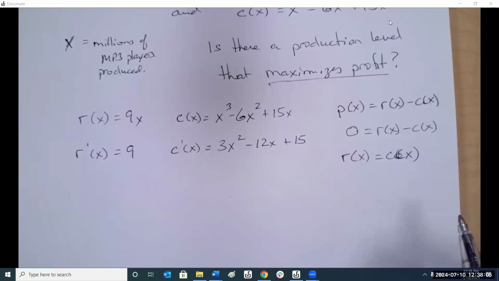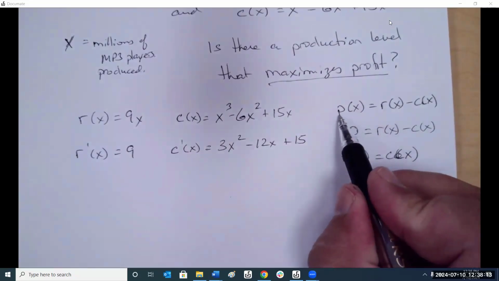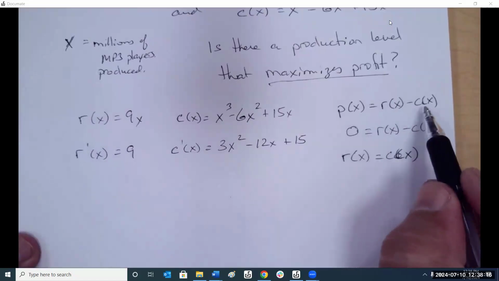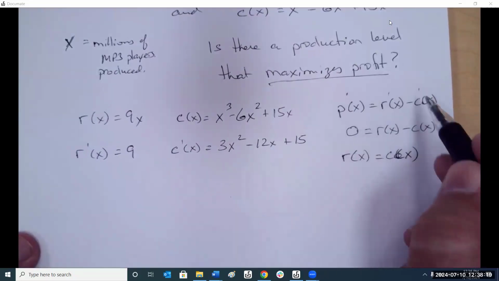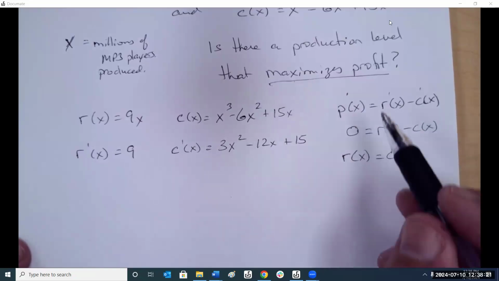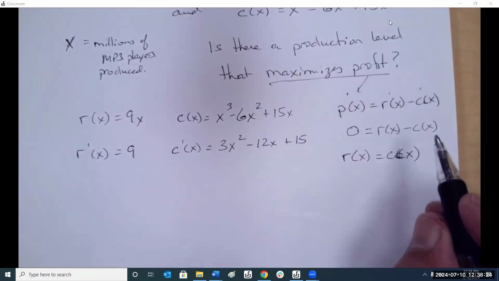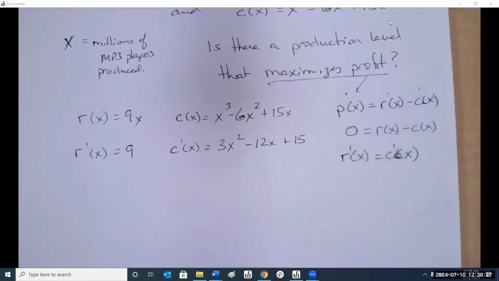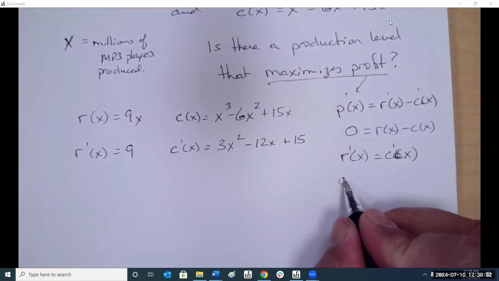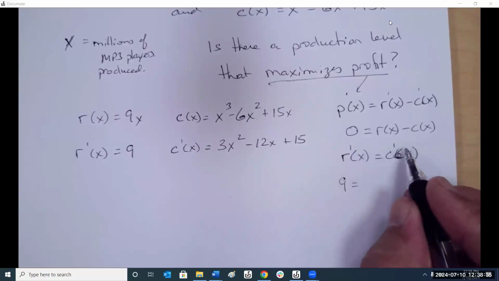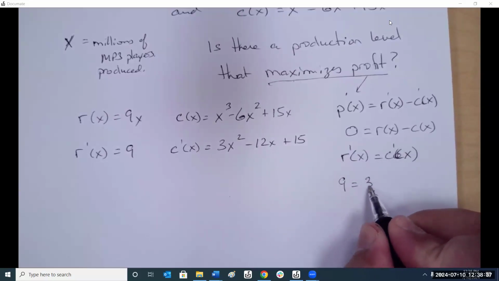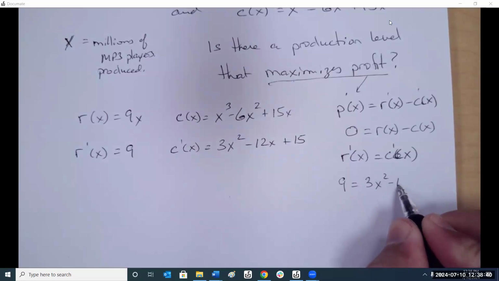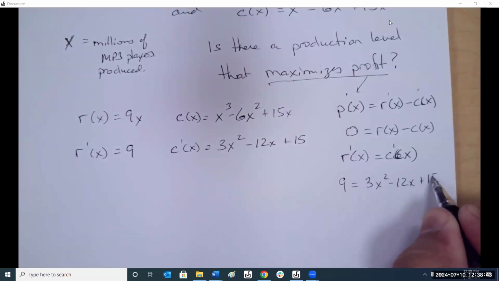So far, so good. But it also works when we deal with the marginal, with the change. Since we're trying to find out, this is just one time. What we're looking for is the derivative of these things. We're looking for the maximum profit, so maximum profit has to be the derivative. That means when the derivatives equal each other. So R is 9, R prime is 9, C prime is 3x squared minus 12x plus 15.